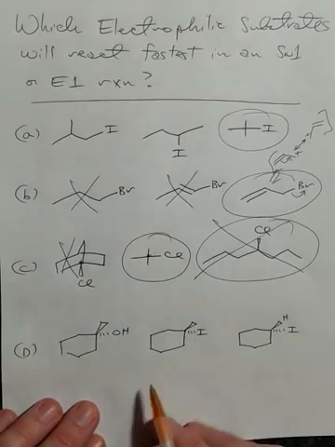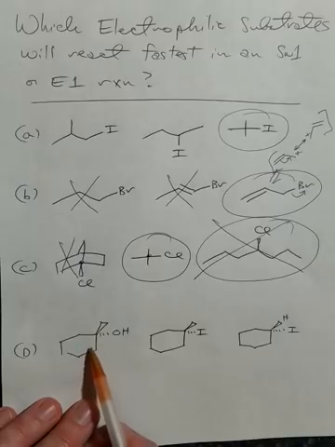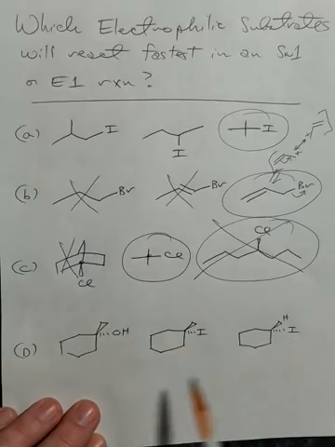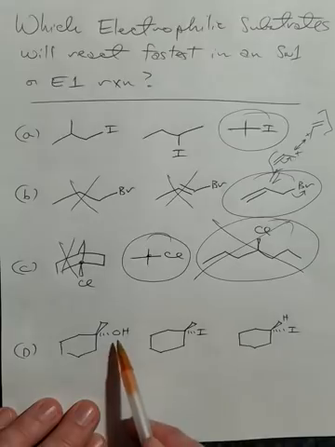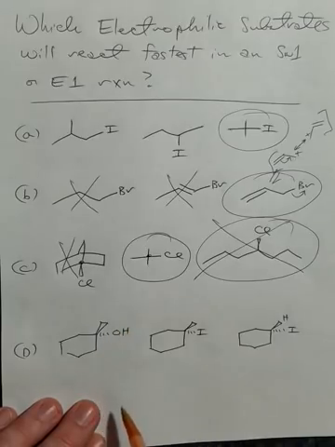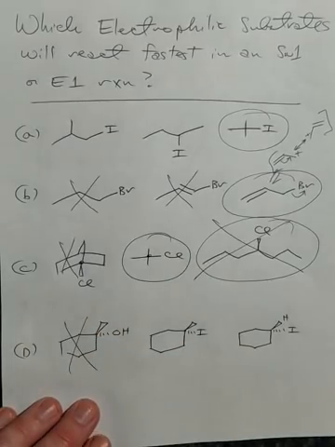Last example, we've got six-membered ring compounds. Here we have an alcohol, an iodide, and an iodide. We know that the leaving group is important in an SN1 and an E1 reaction, and the OH group is a lousy leaving group. So we can just cross that one off. That's not going to work.